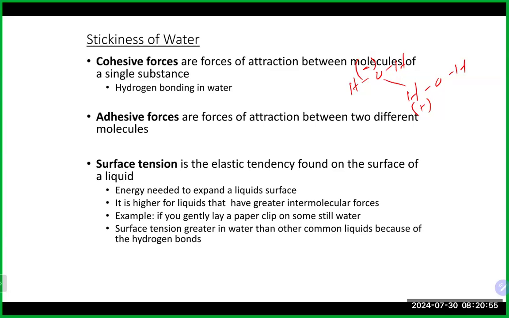Surface tension is that elasticity found on the surface of a liquid. It is the energy needed to expand the liquid surface. It's higher for liquids with greater intermolecular forces. For example, you could lay a paperclip on some water, or certain bugs can walk over water and not break through. Surface tension is greater in water because of that hydrogen bonding, which is a really strong interaction.